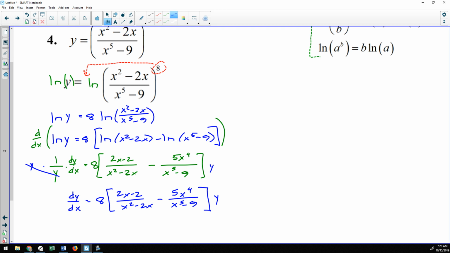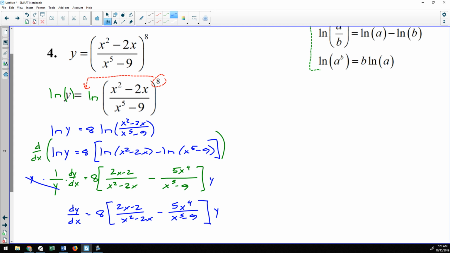I'm not going to write times y, and the reason I won't is because up here at the very beginning, I noticed that my function is only a function of x. It's y equals, and there are only x's in that equation on the right side. So when I find the derivative, I should have only x's on the right side. This y is a slight problem, and we're going to fix that pretty easily because we know at the very beginning that y is equal to all of this stuff.